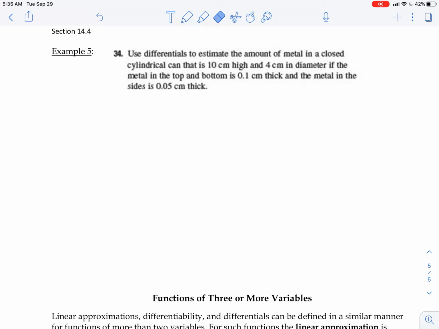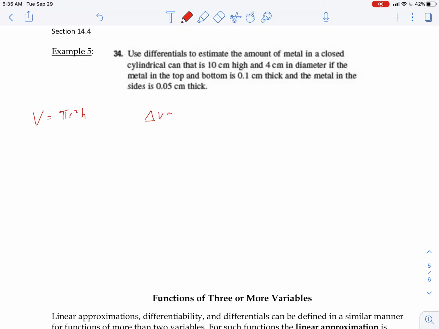And so first thing we need is some type of function or formula to represent the situation. And here to help with this is going to be volume, because I want to find how much total amount of metal is in our cylinder. And so the volume of a cylinder is going to be pi r squared h, where V is our dependent variable, R and H are going to be independent variables.